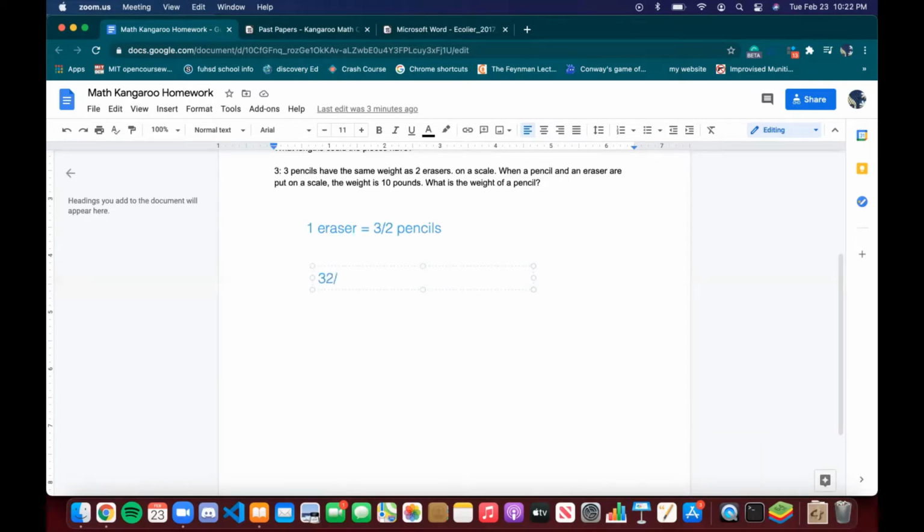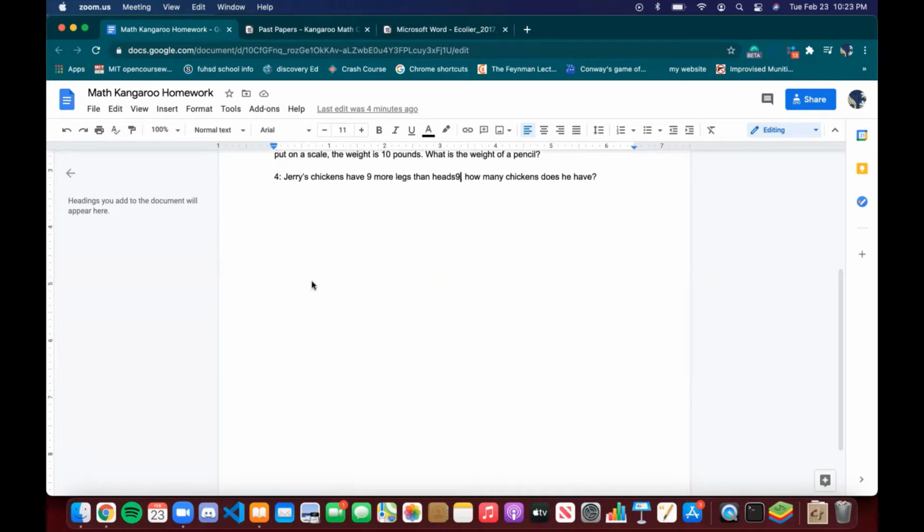So when you have 3/2 pencils plus 1 pencil equals 10 pounds, then you have 5/2 pencils equal to 10 pounds. And then if you solve this, you get 1 pencil is equal to 4 pounds. And that's all you need for homework problem 3. Problem 4, Jerry's chickens have 9 more legs than heads. How many chickens does he have?